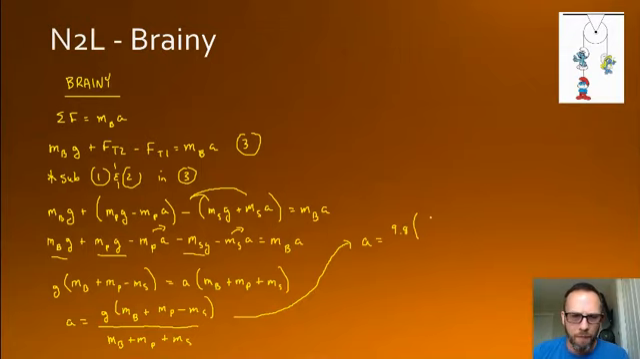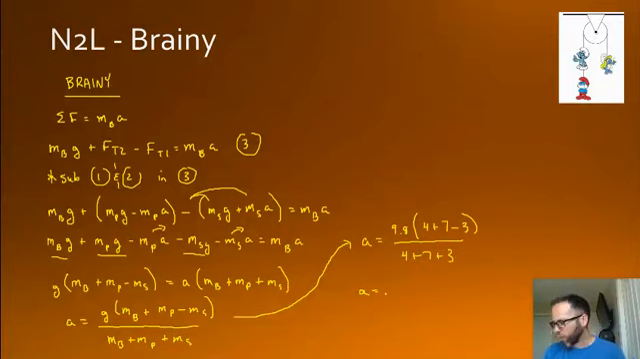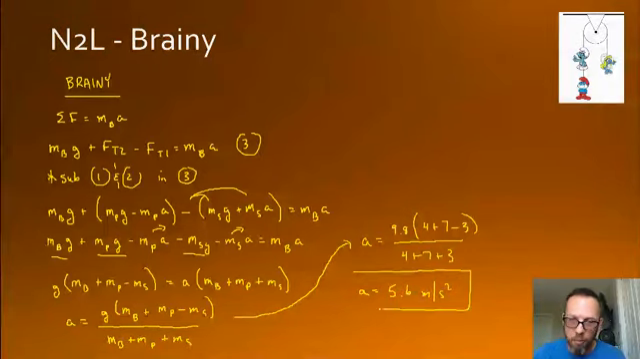So we have 9.8 times the mass of Brainy, which was 4, plus 7 minus 3, I think we said, over 4 plus 7 plus 3. And we'll have our value for the acceleration. 9.8 times 8 divided by 14. So with these masses, this system of Smurfs would accelerate at 5.6 meters per second squared.